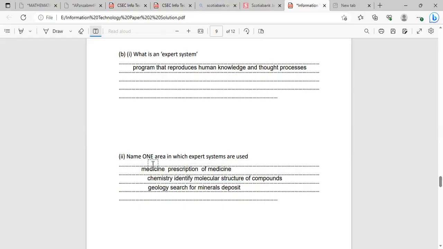All right, so let's look at it again. Medicine, chemistry, and geology. All right, guys, let's go. Let's move on to the next. We have 3 pages to go. Let's see if we can get it done.